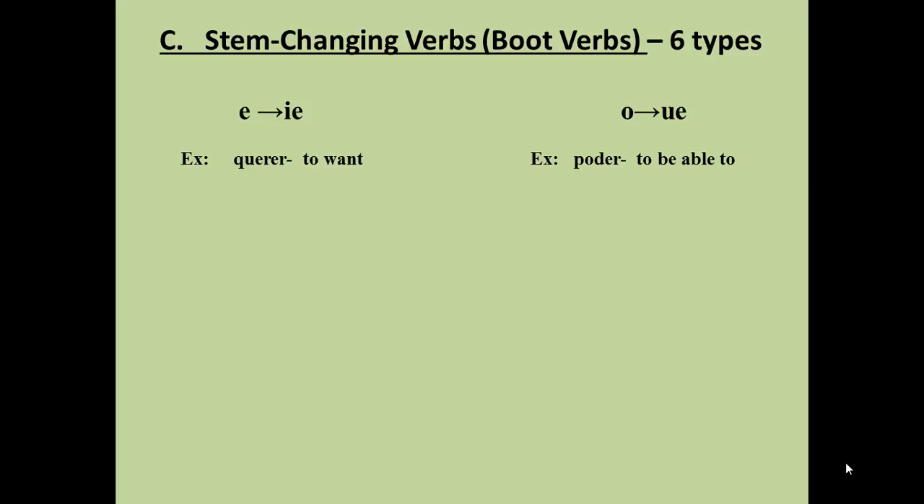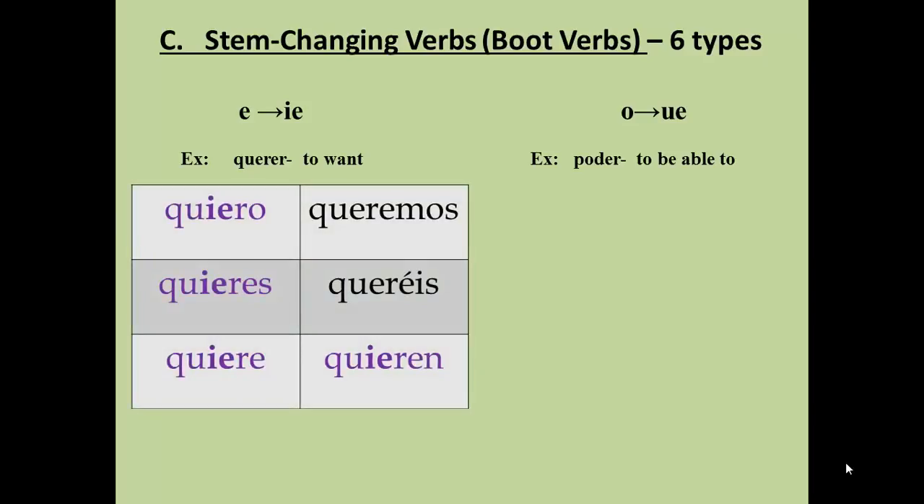Okay? So next we've got our stem changing verbs, also known as boot verbs. There are 6 types of them. We're going to briefly go over it. We've got E to IE, like the verb querer, to want. So if you want to pause and give it a try filling it in on your own, you can. Otherwise, just go ahead and fill it in with me as I do it on the video. So it is quiero, quieres, quiere, queremos, queréis, quieren. Accent over the E in the vosotros.